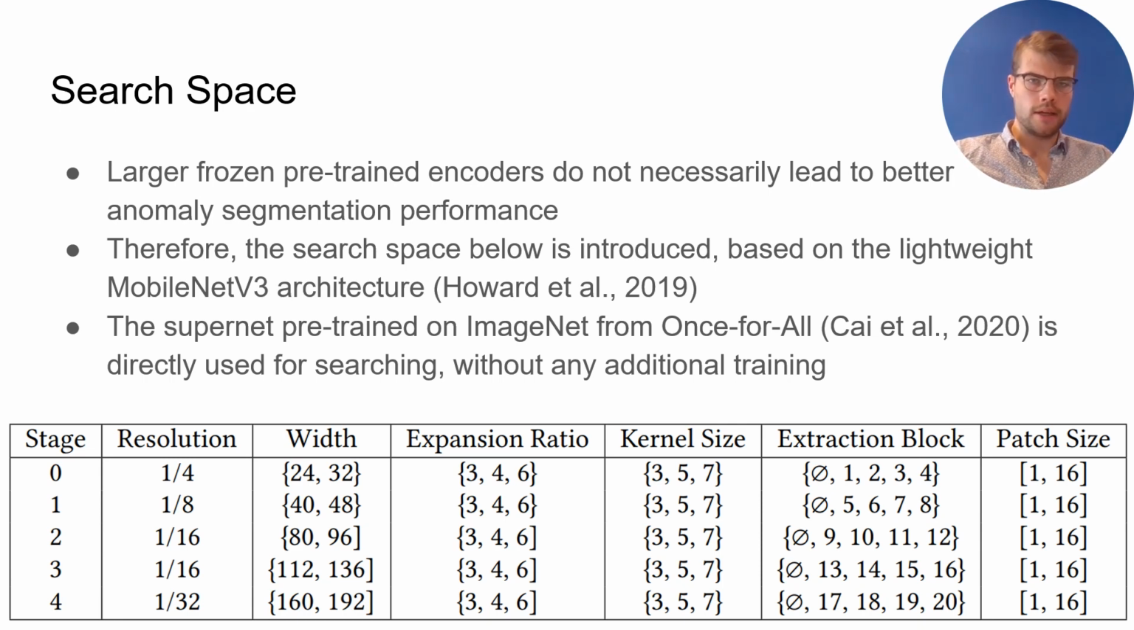Now, similarly to most convolutional architectures, the number of feature maps increases sequentially, while the resolution of the feature maps decreases sequentially. For each stage, the expansion ratio and kernel size for the blocks in that stage are searched. Furthermore, we search for the blocks to extract from and the kernel size for average pooling, the local neighborhood aggregation.